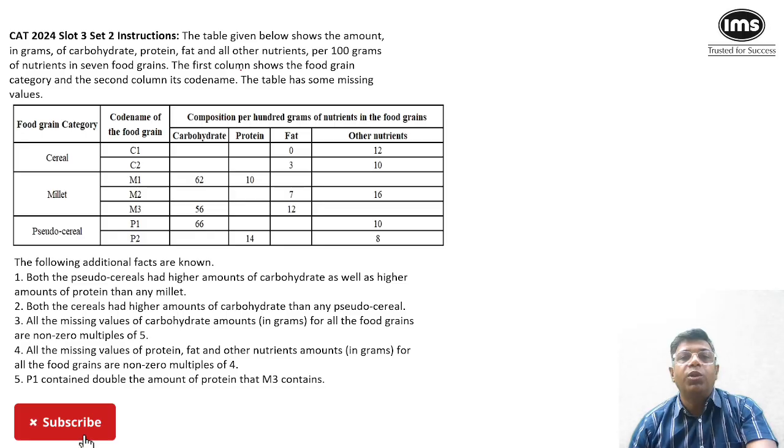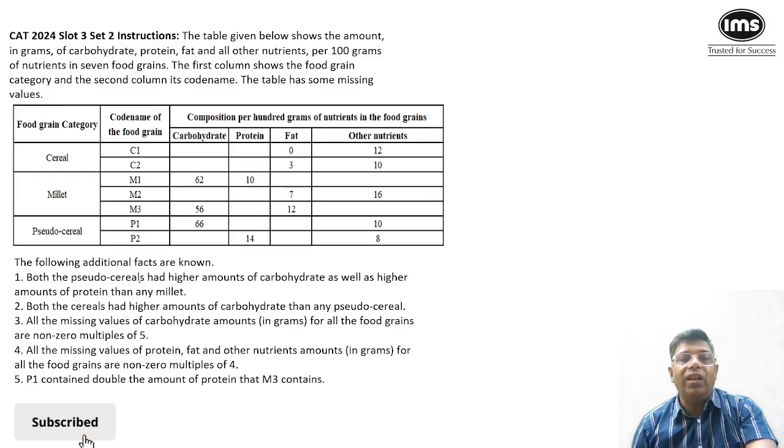The first column shows the food grain category, that is cereal, millet and pseudo cereal. The second column shows its code name, that is C1, C2. There are two varieties in cereal, 3 in millets and 2 in pseudo cereal, P1 and P2. Now there are some values that are missing. Let's read the additional facts.